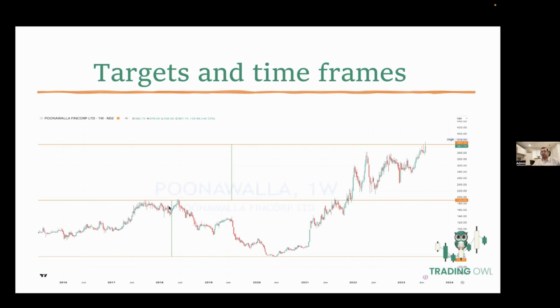Now, this took almost close to 5 years for this entire consolidation to break out. Whatever was the range of this particular thing was our target going forward, and that's exactly where it had come and stopped last month.